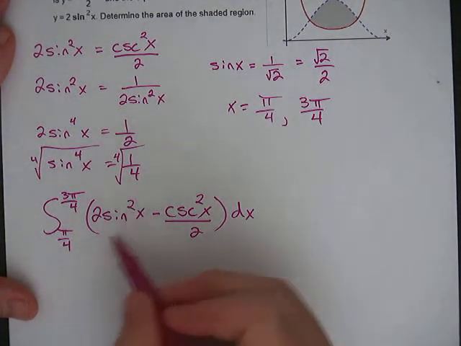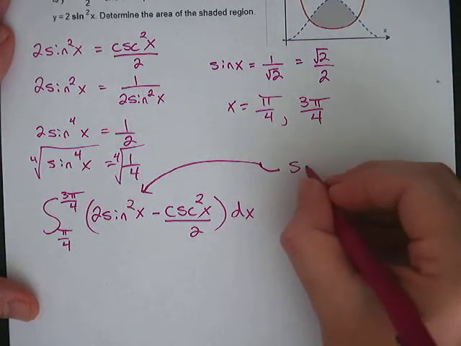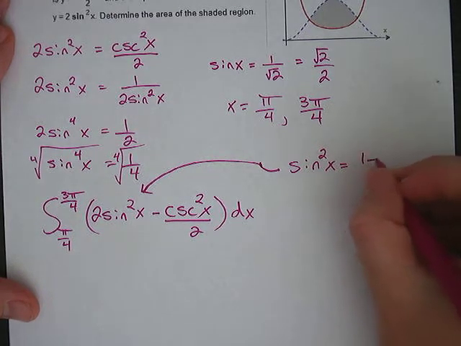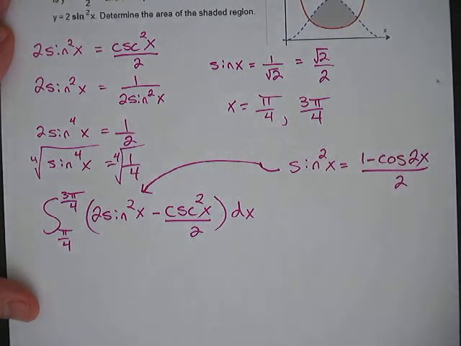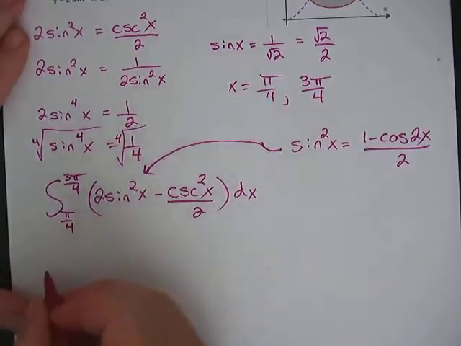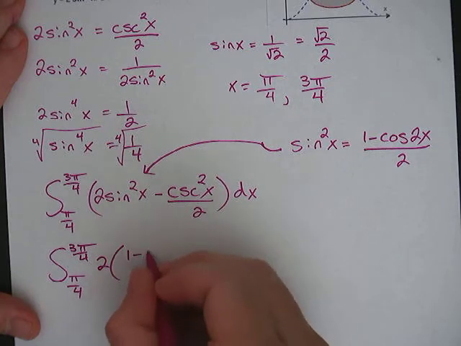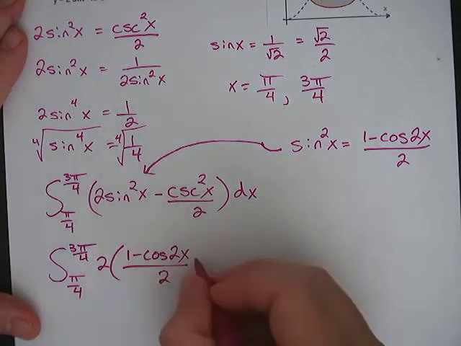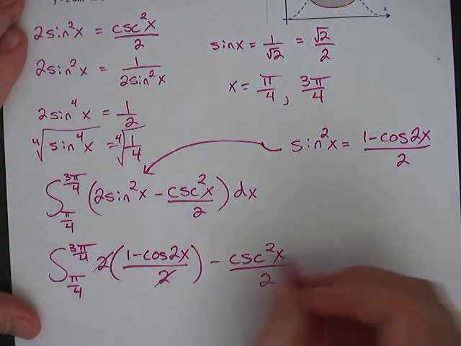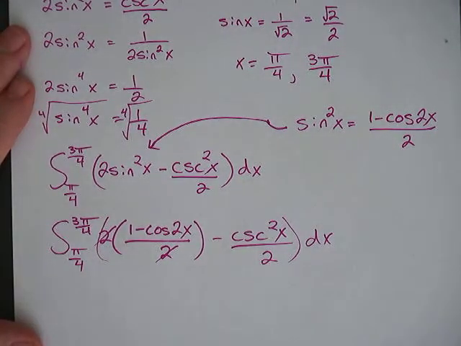But this one doesn't have one readily available, so let's go over here and recall that we have a trig identity that lets us do this. Sine squared x equals 1 minus cosine 2x over 2. We can substitute that in. Remember, there's still a 2 out front, but we can substitute this in for sine squared x. That should make our life a little easier. So let's write the problem again. 2 times 1 minus cosine 2x over 2 minus cosecant squared x over 2. Now the 2's here will cancel. Let's not forget to put our little dx. I'm bad about that.